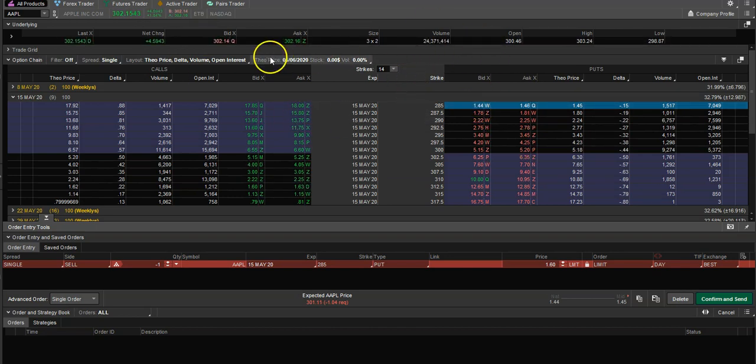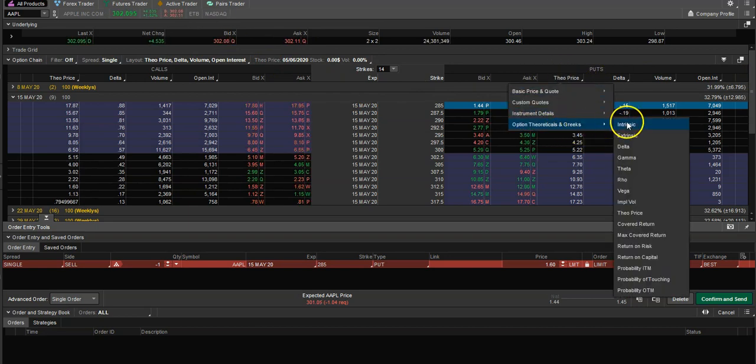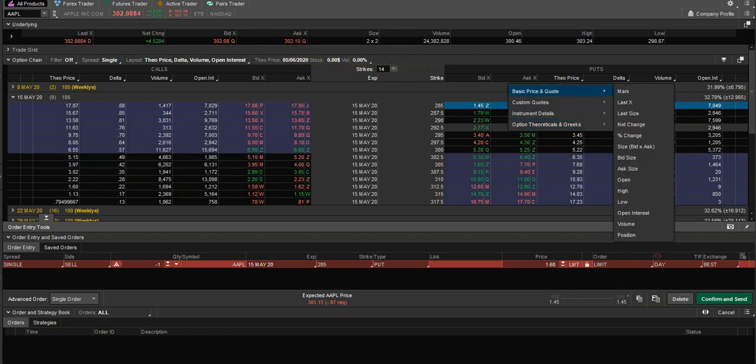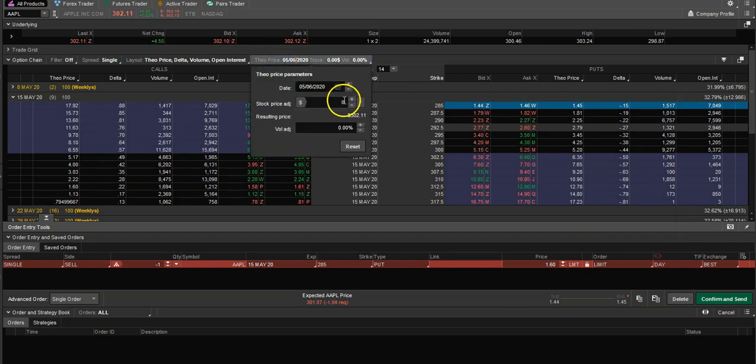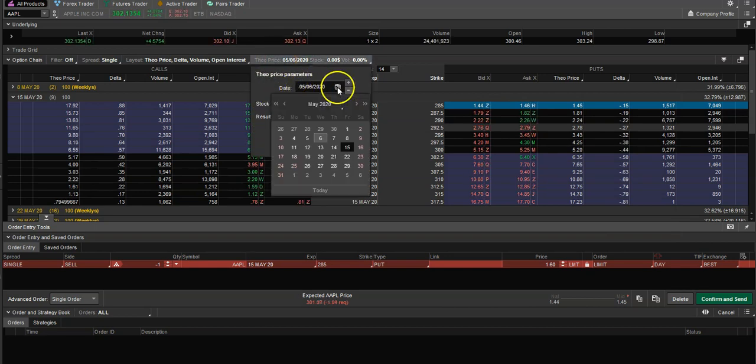So what we want to do is make sure you have Theo price here, right? It's under options, theoretical, and just click on Theo price. And then what we do is we click this box and bring it down. Now we can manipulate the date. How far out do we want to go? This is when the options expire, the third Friday of every month.